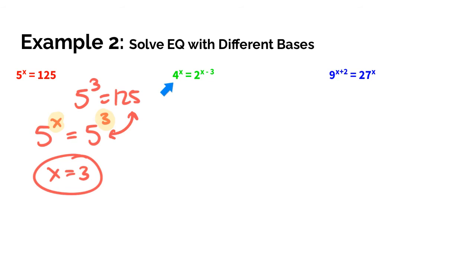So notice the second one, I have 4 to the x equals 2 to the x minus 3. So I can't do what I did in the previous slide. I can't take x and set it equal to x minus 3 because my bases are different. 4 does not equal 2. In order to do what I did in the previous examples, my bases need to be the same, okay? They need to have the same base. That's the key thing.